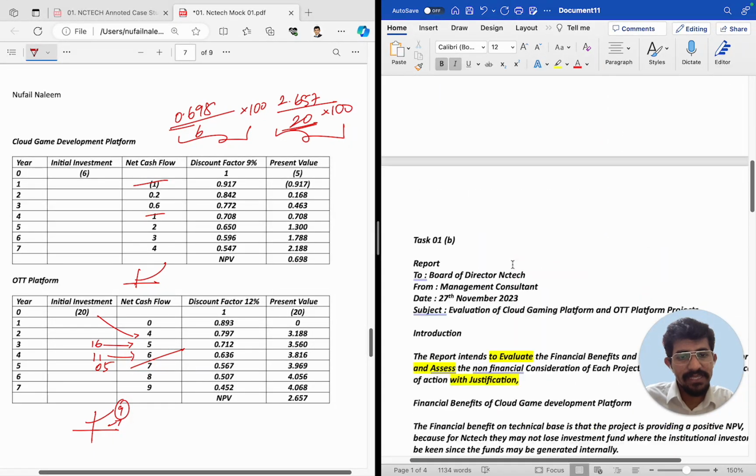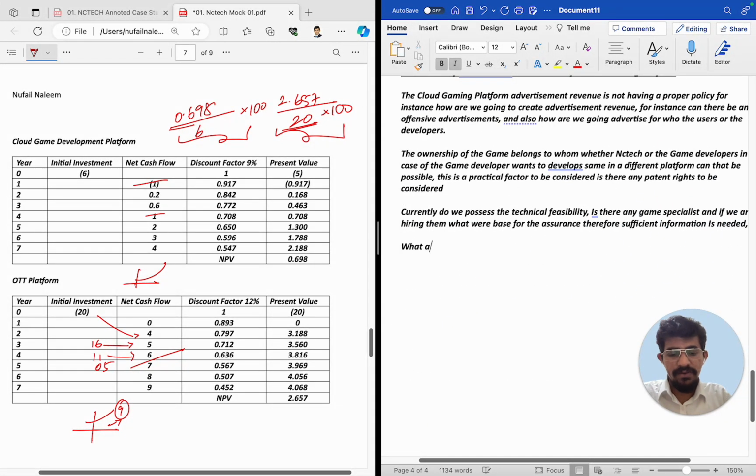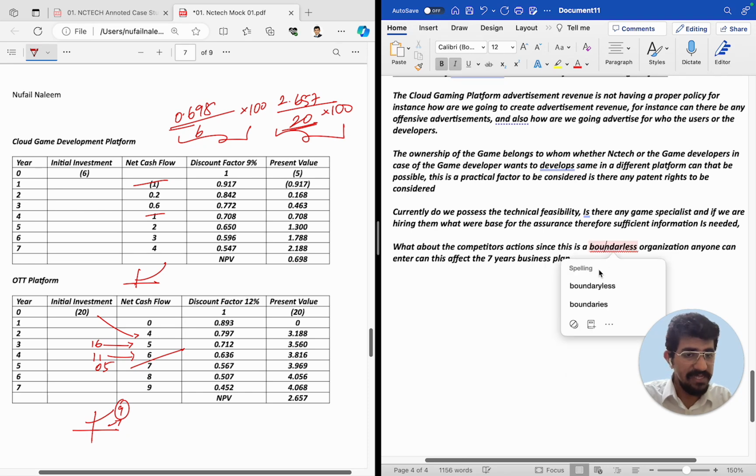Sufficient information is needed. Now, students, just moving above. So I'll just want to say the next thing is, what about the competitor's action? Since this is a boundaryless organization, anyone can enter. Can this affect the 7 years business plan? That is a good question, if I'm not mistaken. Also, cyber risk factors are essential.